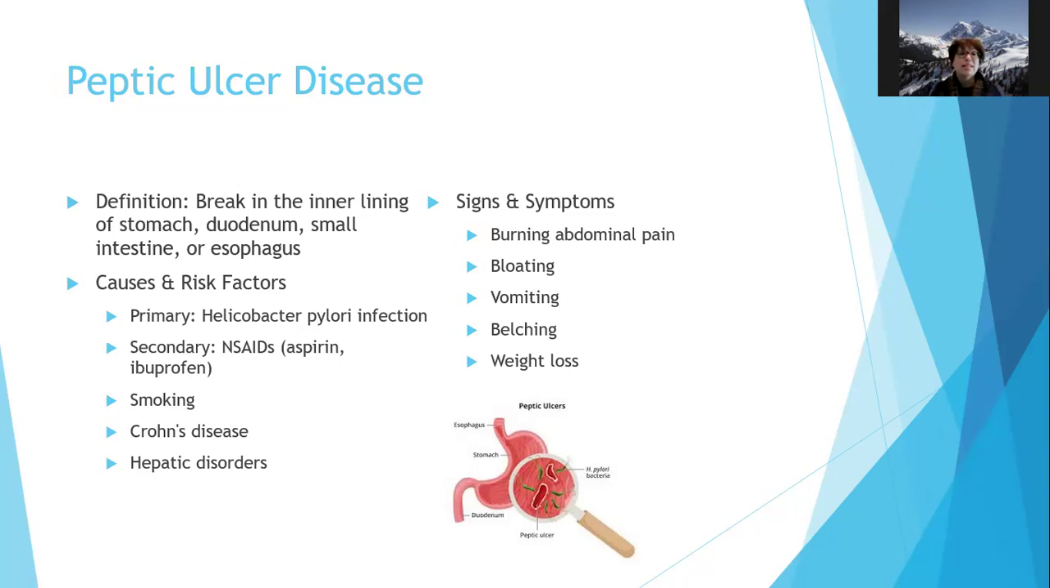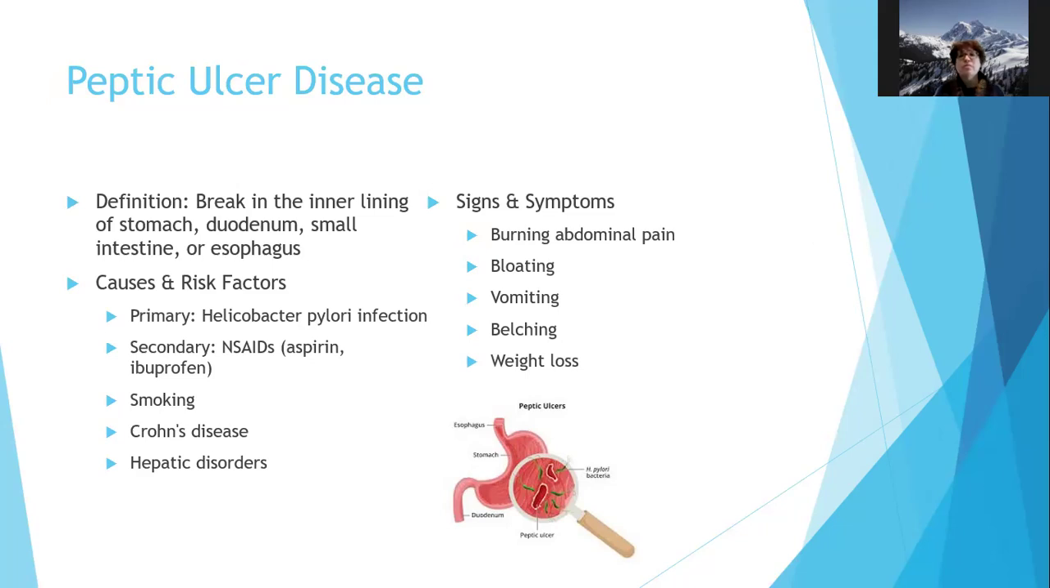It can be caused secondarily by heavy use of non-steroidal anti-inflammatories, aspirin and ibuprofen, because those can be hard on your stomach lining. Smoking, they're smoking again. Crohn's disease, which primarily affects the small intestine, and that's an autoimmune disorder, and hepatic disorders, because the liver is involved in everything. When we talk about the liver, we'll talk more about it.